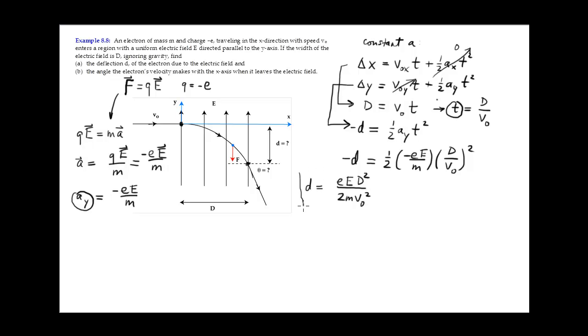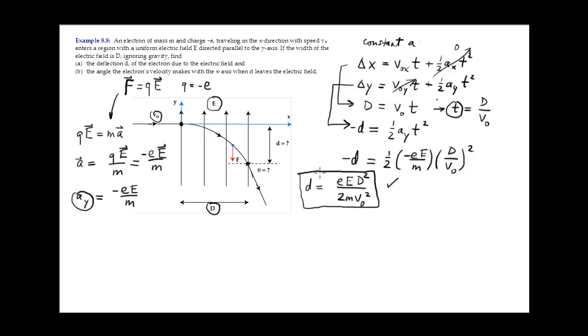And that is as far as we can go with the given information, because everything else that's in this equation is either a constant of nature, like the electron's charge and its mass, or one of the pieces of given information, like the electric field E, the initial speed v0, and the horizontal distance over which the electric field acts, which is capital D. So that's our final answer for part A.